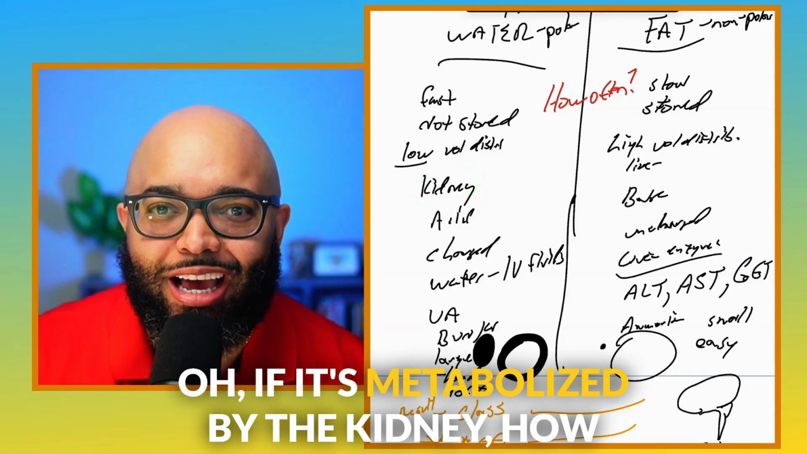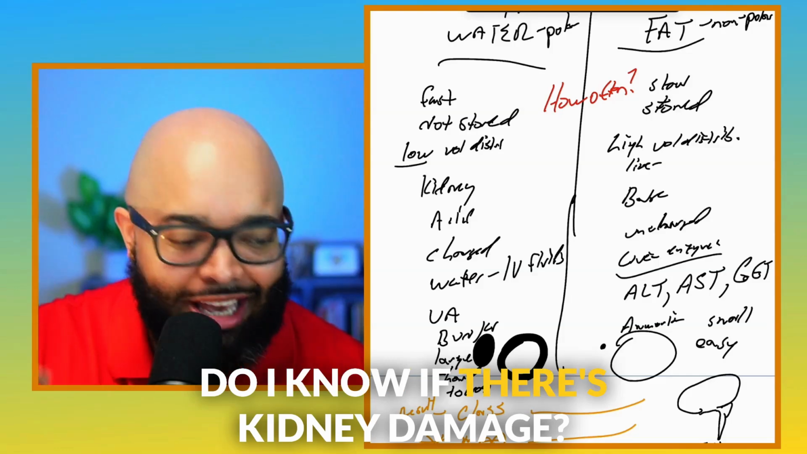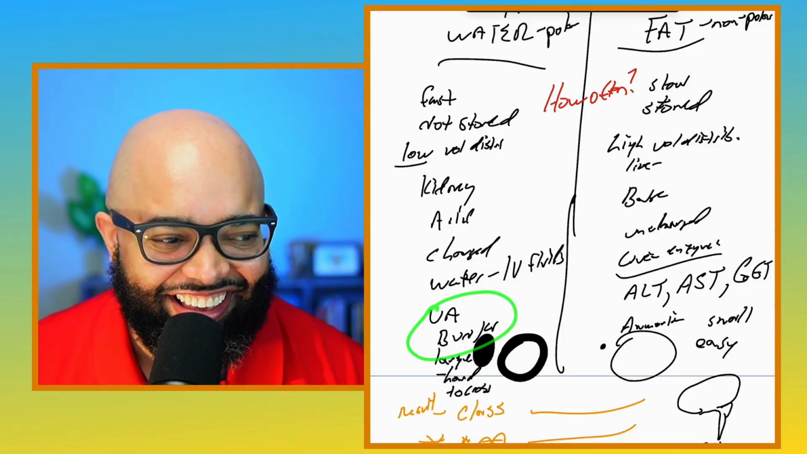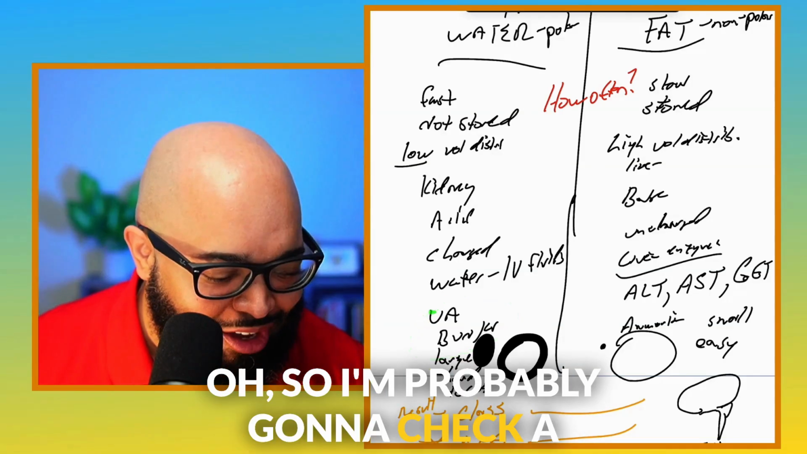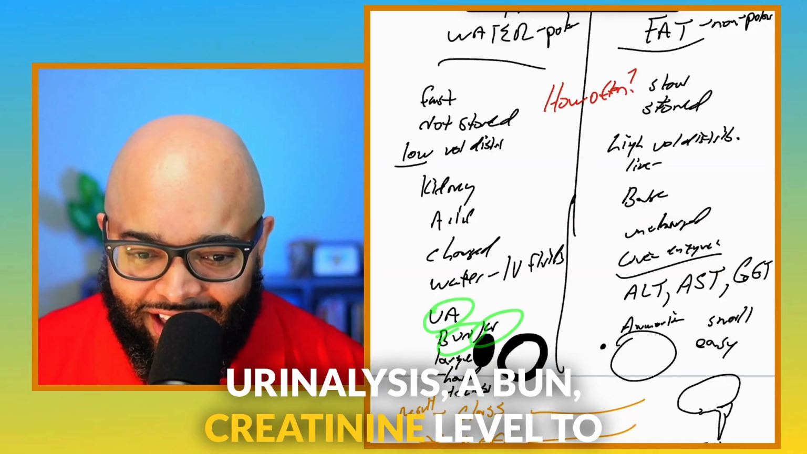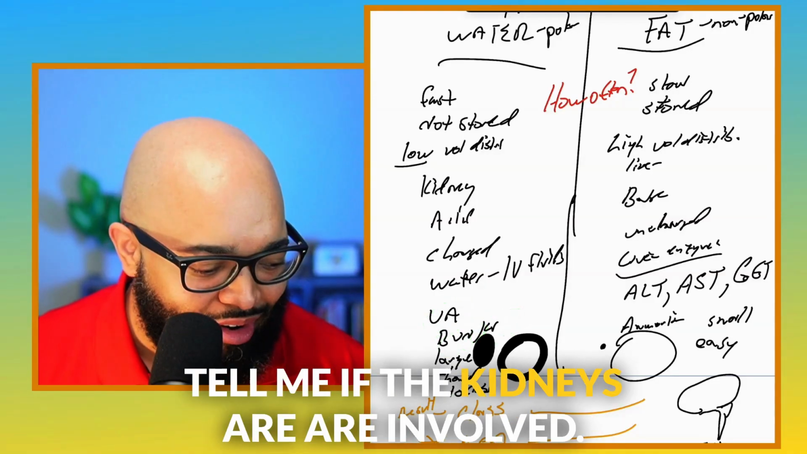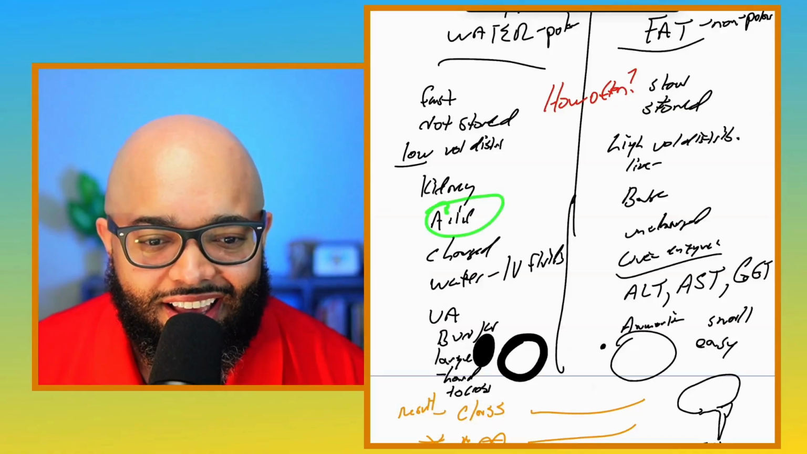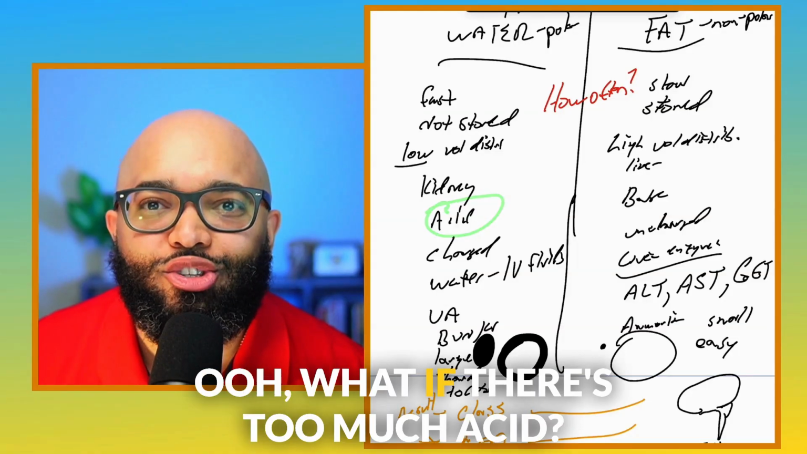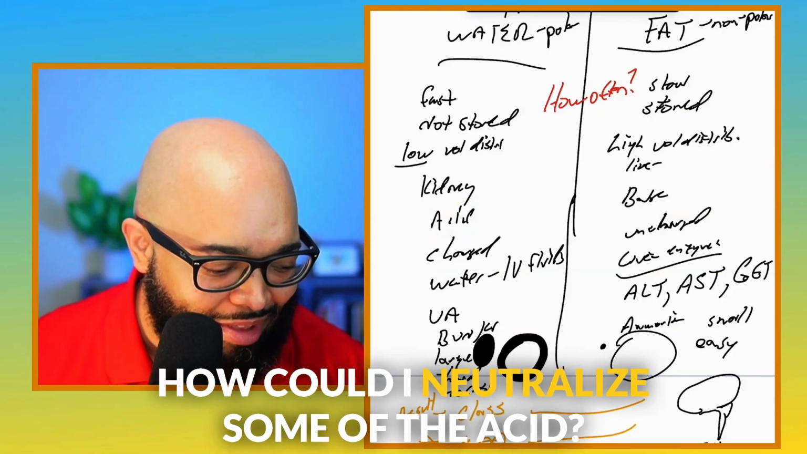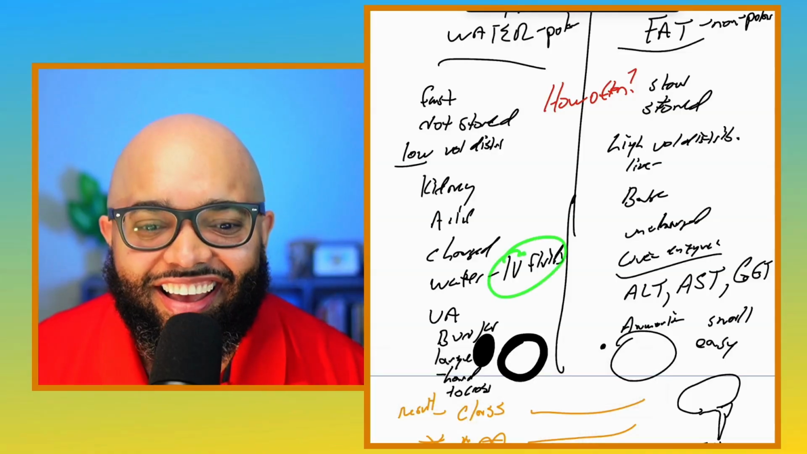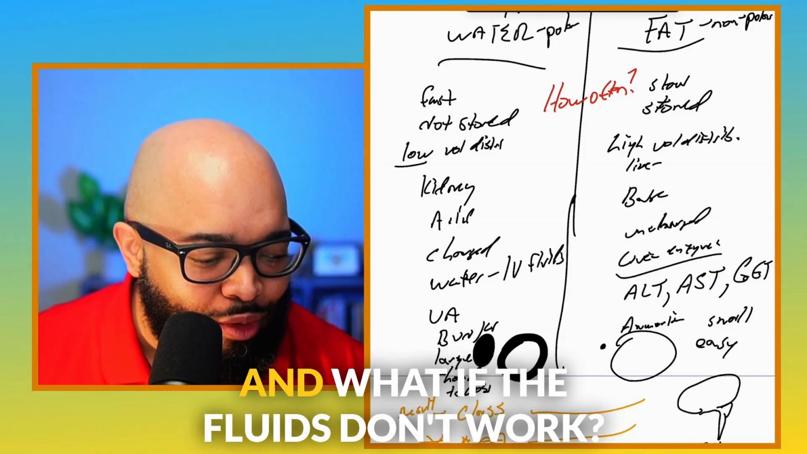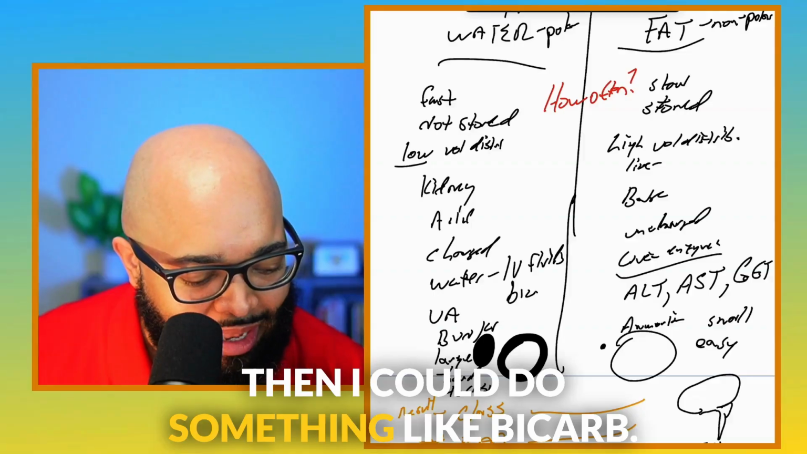If it's metabolized by the kidney, how do I know if there's kidney damage? Could I check things that deal with the kidney? I'm probably going to check a urinalysis, a BUN, creatinine level to tell me if the kidneys are involved. Is it going to be an acid or a base? What if there's too much acid? How could I neutralize some of the acid? I could give fluids, right? And what if the fluids don't work? Then I could do something like bicarb.